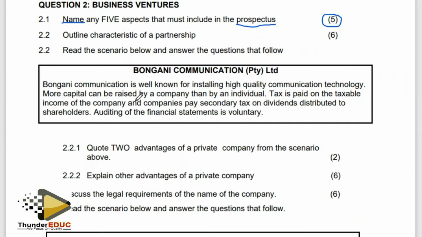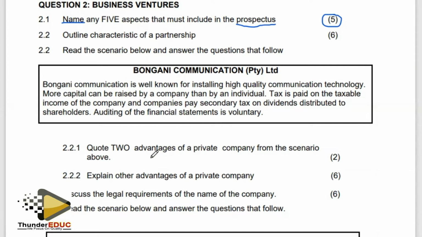More capital can be raised by a company than an individual. Tax is paid on the taxable income of the company, and the companies pay secondary tax on dividends distributed to shareholders. Auditing of financial statements is voluntary.